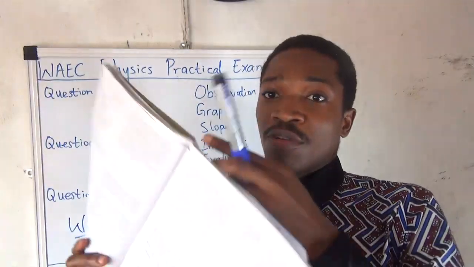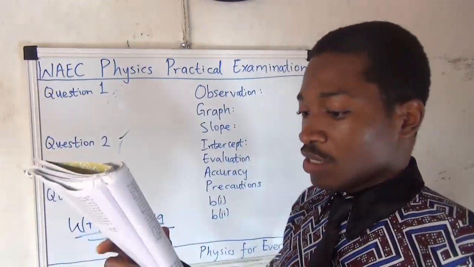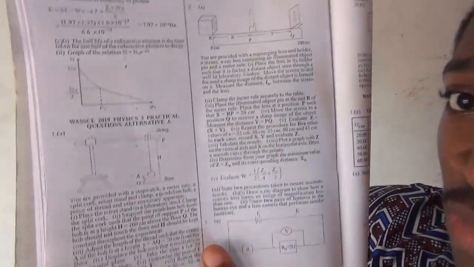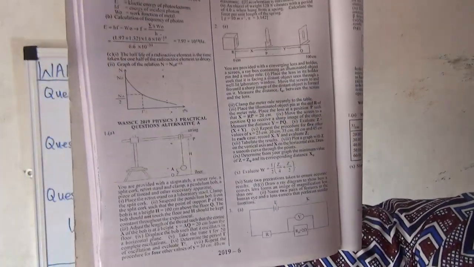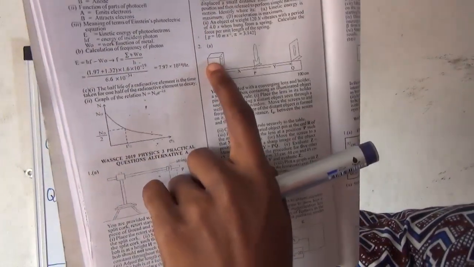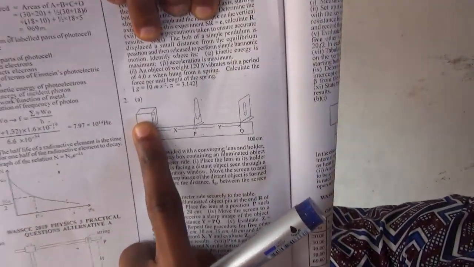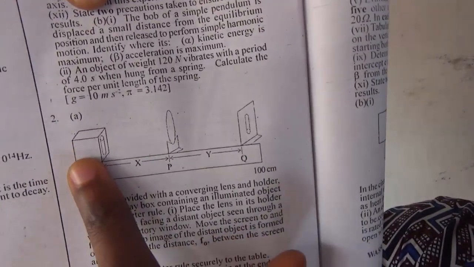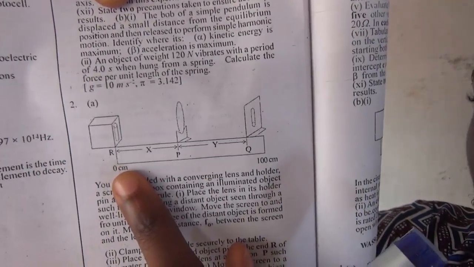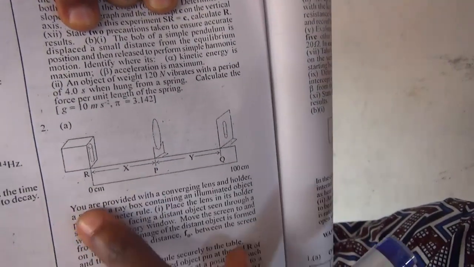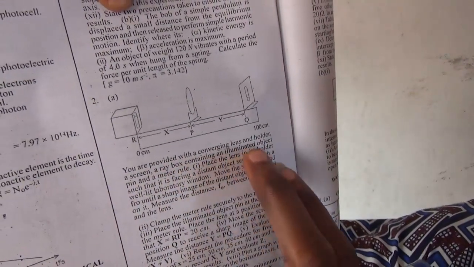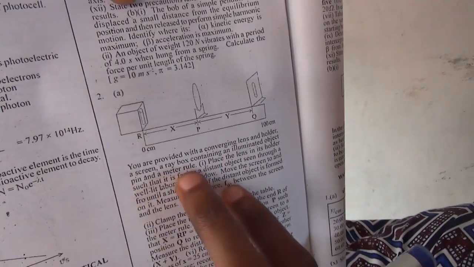So I've gotten one of your first questions, and this is the 2019. So this is the question number 1. And it ends there. I want to take question number 2 as an example. Now look at this. You'll be given an experimental setup. Whichever one your question comes with, it could be an electric circuit. But here they are discussing optics. Okay, so you are provided with a converging lens, holder, spring, ray box, contained and illuminated object, pin and mirror.